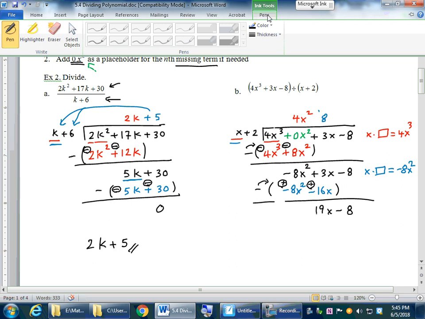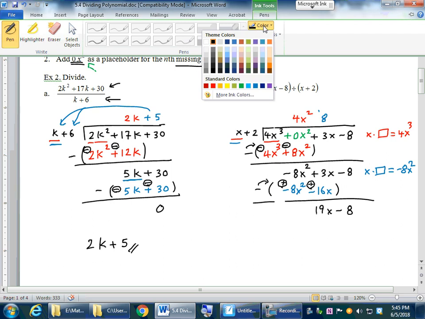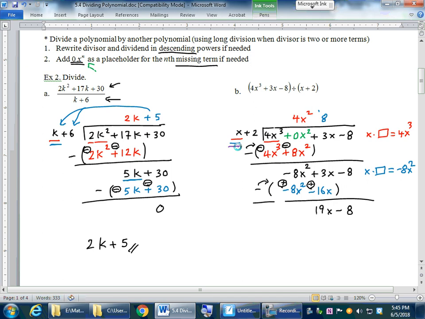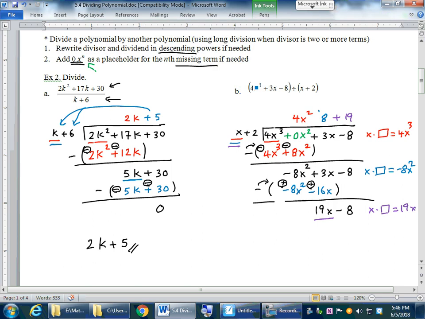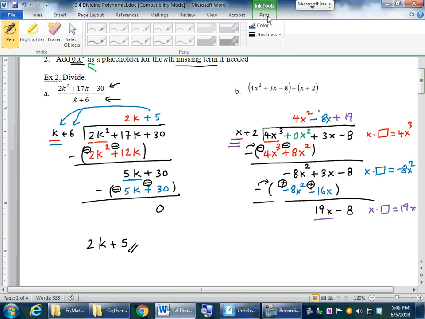And finally, I'm going to continue my last step by doing the same thing again. x goes into x times what will give me 19x? So that will be positive 19. Okay, something wrong with the technical issue. Right here it should be negative 8x. Okay, negative 8x.